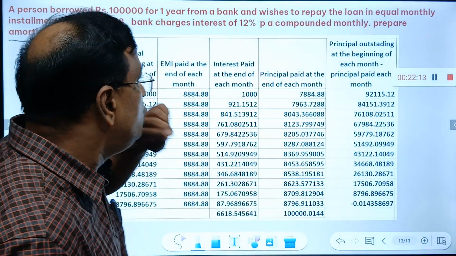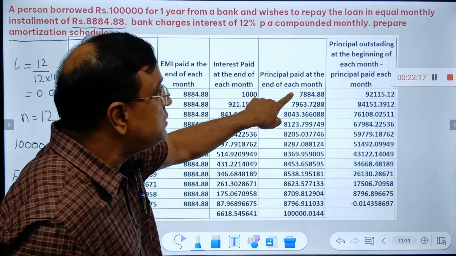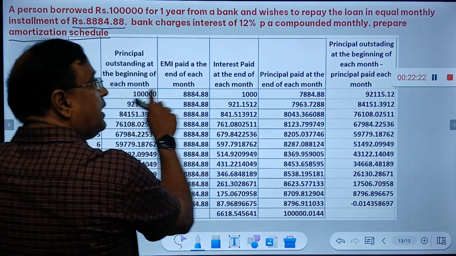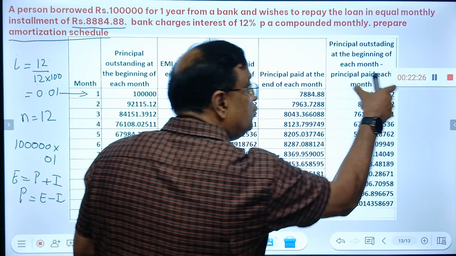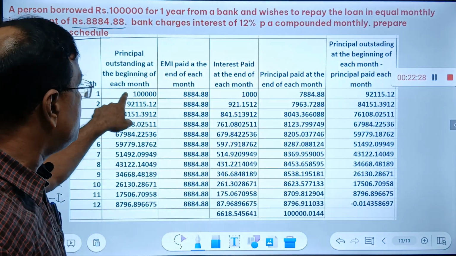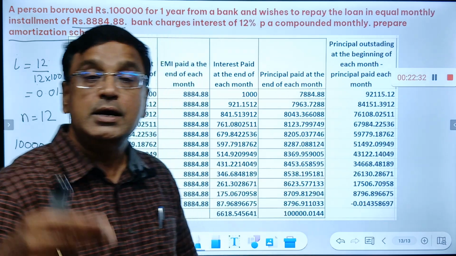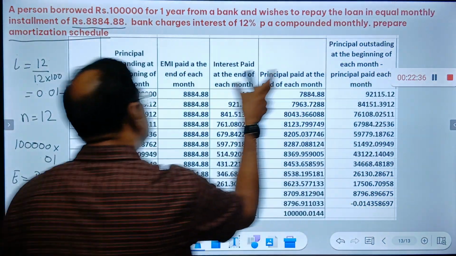Okay. So your new principal for the next month will be 1 lakh minus the principal you have already paid. It will be 92,115. This is your new principal. It has reduced from 1 lakh to 92,115. That's why it's called the reducing balance method. Now this will be the new principal for the second month.